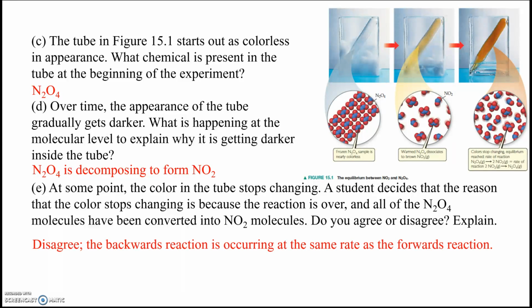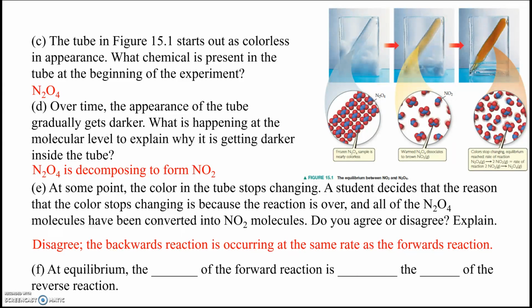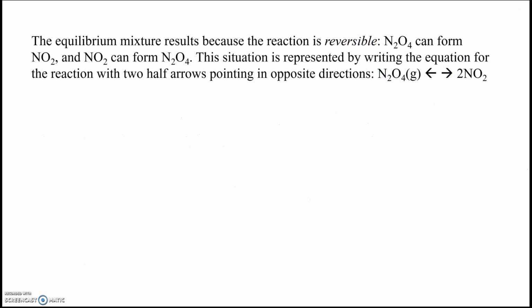And explain your answer. Well, I disagree, and my reasoning is that the backwards reaction is occurring at the same rate as the forwards reaction. At equilibrium, the rate of the forward reaction is equal to the rate of the reverse reaction. The equilibrium mixture results because the reaction is reversible. N2O4 can form NO2, and NO2 can form N2O4. And we write the equation for the reaction with two half arrows pointed in opposite directions, or we could use a double-headed arrow.